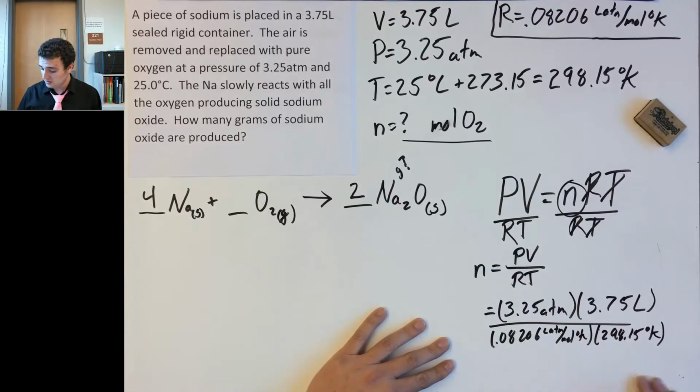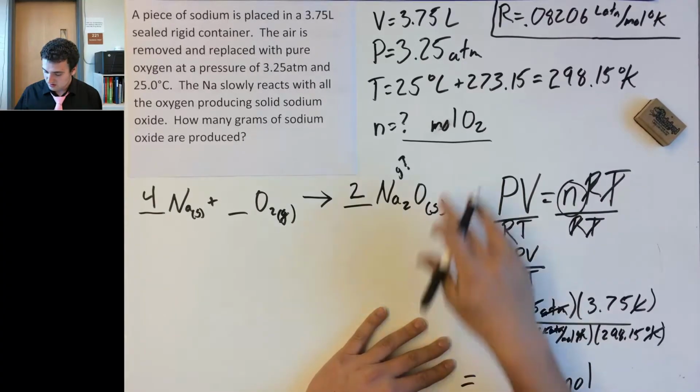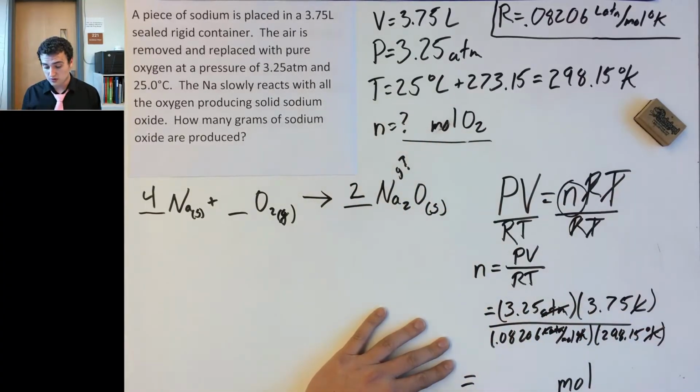To solve, before I do that, I'm going to go ahead and just see what units cancel out to find out what my answer is going to be left in. So atms divided by atms cancels, liters divided by liters, and Kelvin divided by Kelvin. I end up with moles as my final unit. So I'm going to end with moles, and of course this is O2, which is what we want in order to do this stoichiometry.